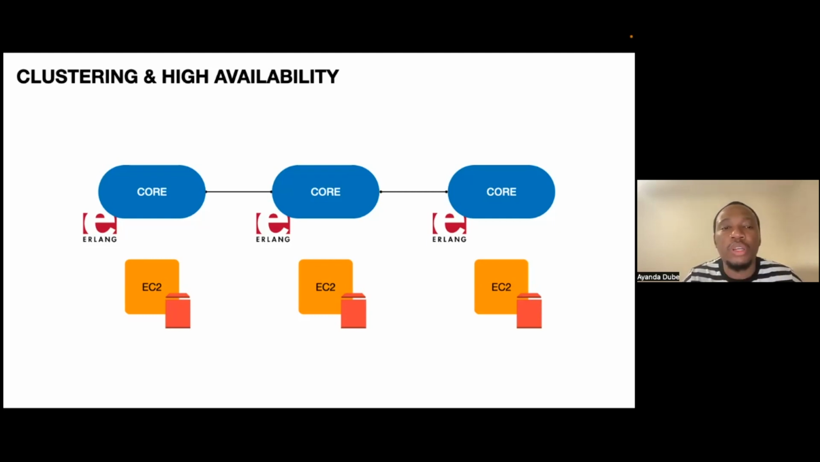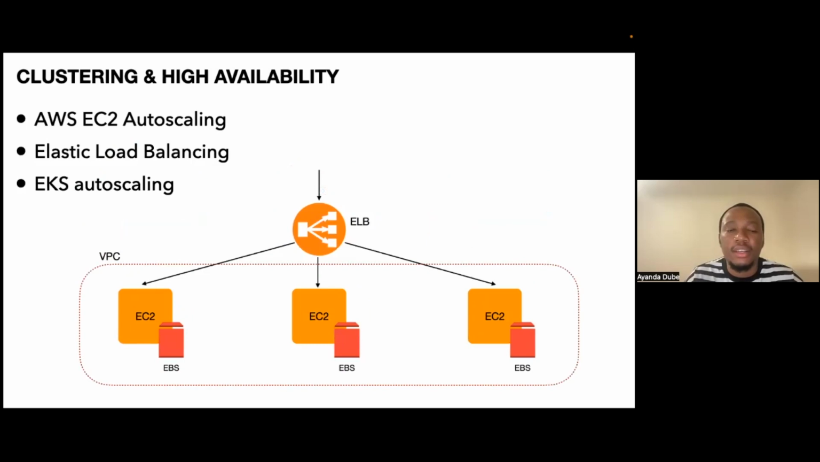Each with their own block storage, right? For persistency. And again, on top of this, you'd look at using things like the Elastic Load Balancer, which AWS provides you with, right? So you can just use that service for load balancing. And then what AWS also provides you with is this EC2 auto-scaling service, right?